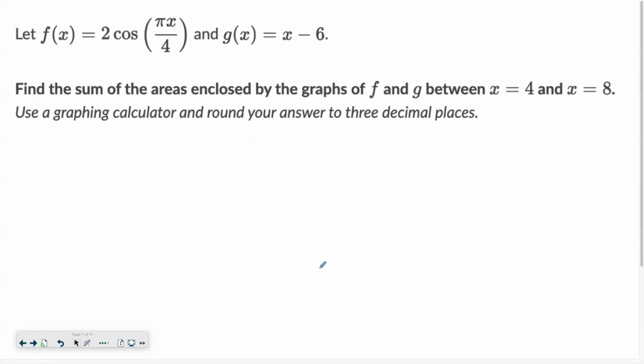And then it says, find the sum of the areas enclosed by the graphs of f and g between 4 and 8. So sometimes they have to include bounds because, say, this trig function is going to repeatedly oscillate, and you could possibly create an infinite number of enclosed areas. Now, on this one, it doesn't, so they probably didn't even need to include the 4 and 8, but they probably just helped you out. So we're going to need to use our calculators.